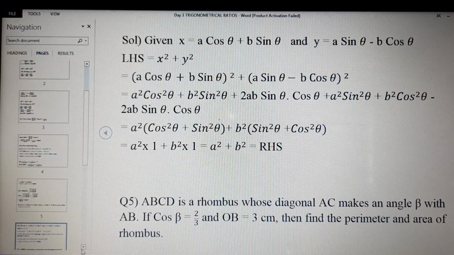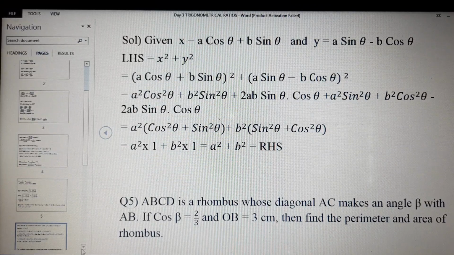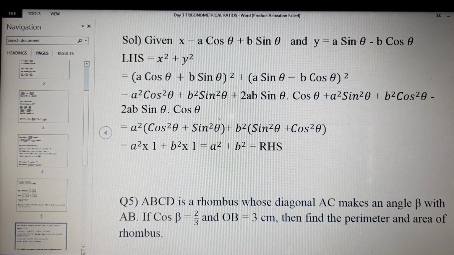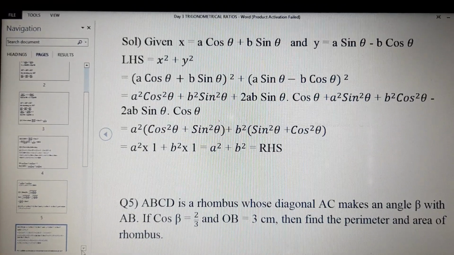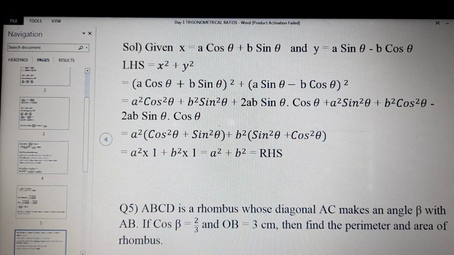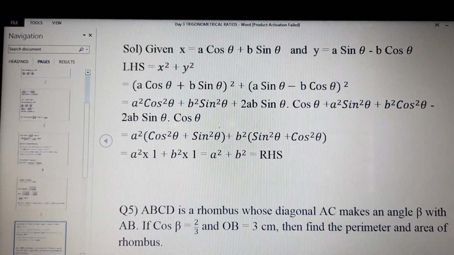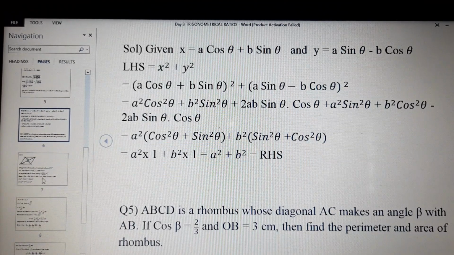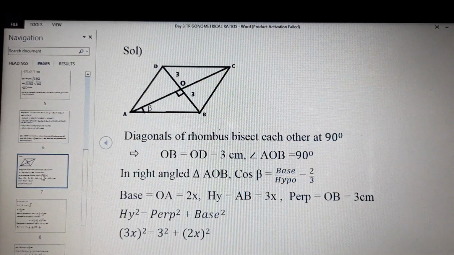ABCD is a rhombus whose diagonal AC makes an angle beta with AB. If cos beta is equal to 2 upon 3 and OB is equal to 3 centimeter, then find the perimeter and area of the rhombus. You know what the properties of a rhombus are? Diagonals of a rhombus bisect each other at 90 degree.